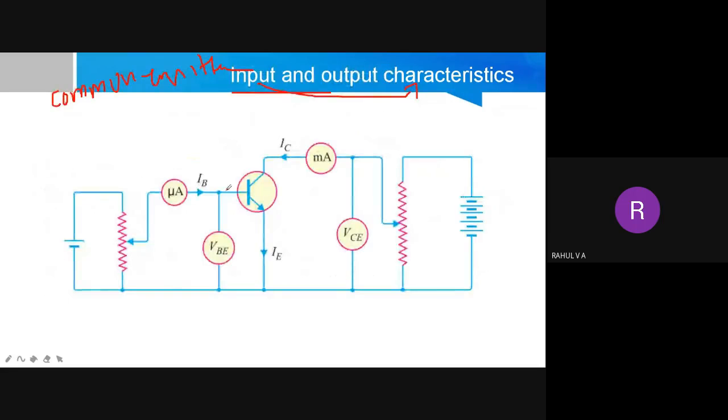So here, if you look at this one, input characteristics means actually we are applying the input between base and emitter. So input characteristics only depends on this side, the base terminal and emitter terminal.